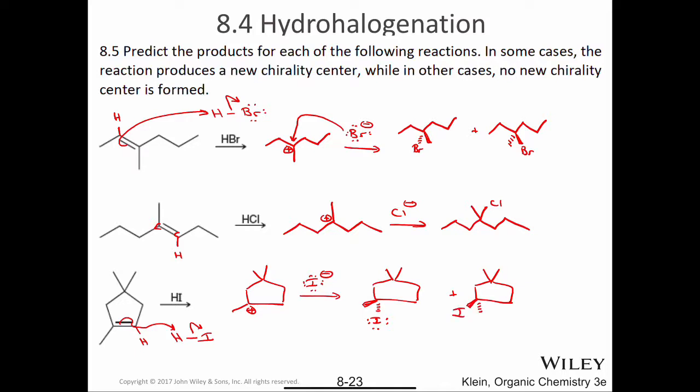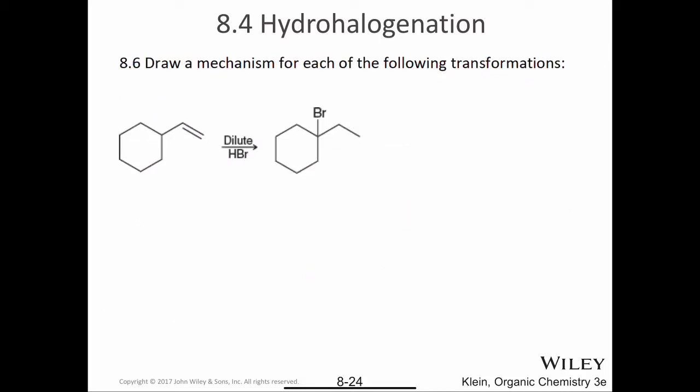So we figured all of those out. We used Markovnikov's rule, and we decided when we were going to get a new chiral center, we got both enantiomers, and in this example here, we have an achiral compound, so there's only one compound produced. Let's take a look at one more mechanistic question.